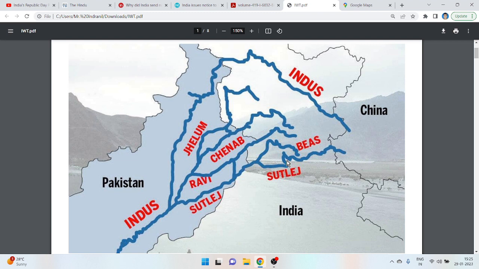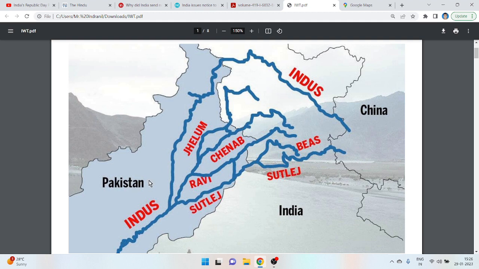Now, as per the Indus Water Treaty, which was mediated by the World Bank, the top 3 rivers, also called western rivers, Indus, Jhelum, Chenab, will be used by Pakistan, and the bottom 3 rivers, also called eastern flowing rivers, that is Ravi, Beas, Satluj, will be used by India. This means the maximum percentage of water of the bottom 3 rivers, Ravi, Beas, Satluj, will be used by India, and the maximum percentage of water of the top 3 rivers, Indus, Jhelum, Chenab, the western flowing rivers, will be used by Pakistan.